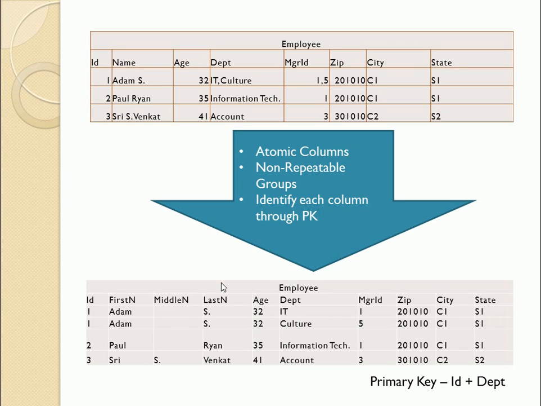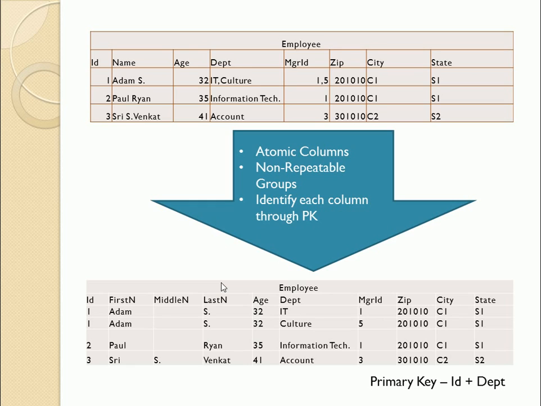So here you can see employee number one belongs to departments IT and culture, and a department will have a manager. So here, as per our example, this employee can have multiple managers. So this employee ID 1 has managers 1 and 5, and then the employee will have some address detail. So here we have zip, city, and state as the address of an employee.